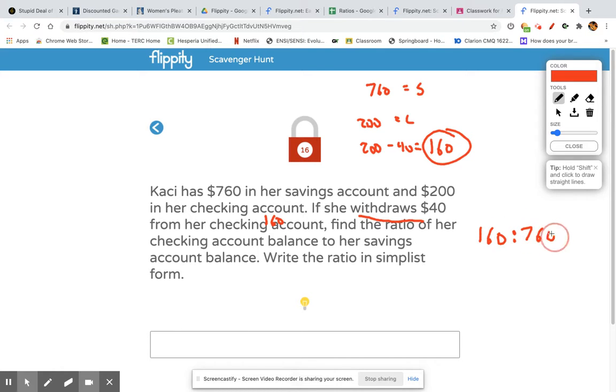Okay, so find the ratio of her checking account balance, which is now 160, to her savings account balance, which is 760. All right. Now, I believe that 40 goes into both. I know that 4 goes into 16. I know that 4 goes into 76. So I'm going to do 40.